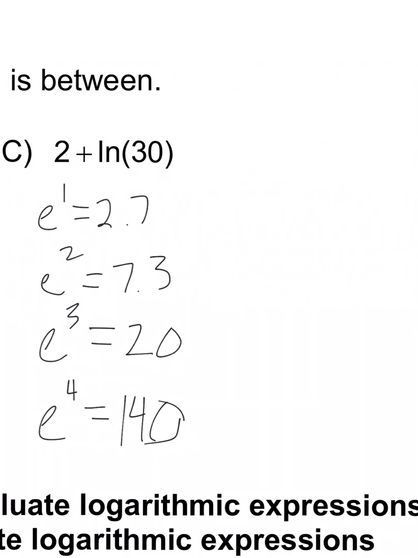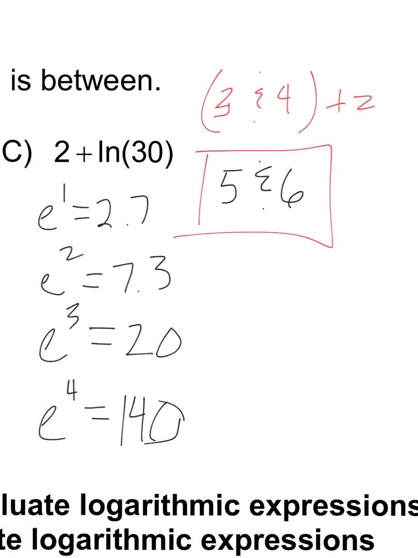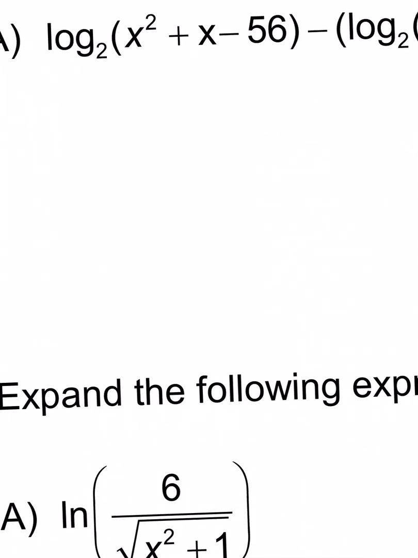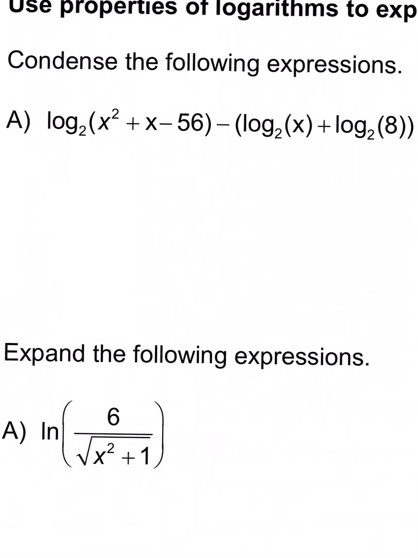But if we're looking at 30, 30 is between the 20 and the 40, so that's between a 3 and a 4. So if this is between a 3 and a 4 and we're adding it to 2, that would ultimately put this whole expression between a 5 and a 6. Just quick once again. Natural log 30 is somewhere between 3 and 4. And we're adding that to 2, so if I add 2 to 3 and 2 to 4, that puts us in the neighborhood of 5, between the integers of 5 and 6. Coming down to number 6, where we are now working on condensing logarithms.